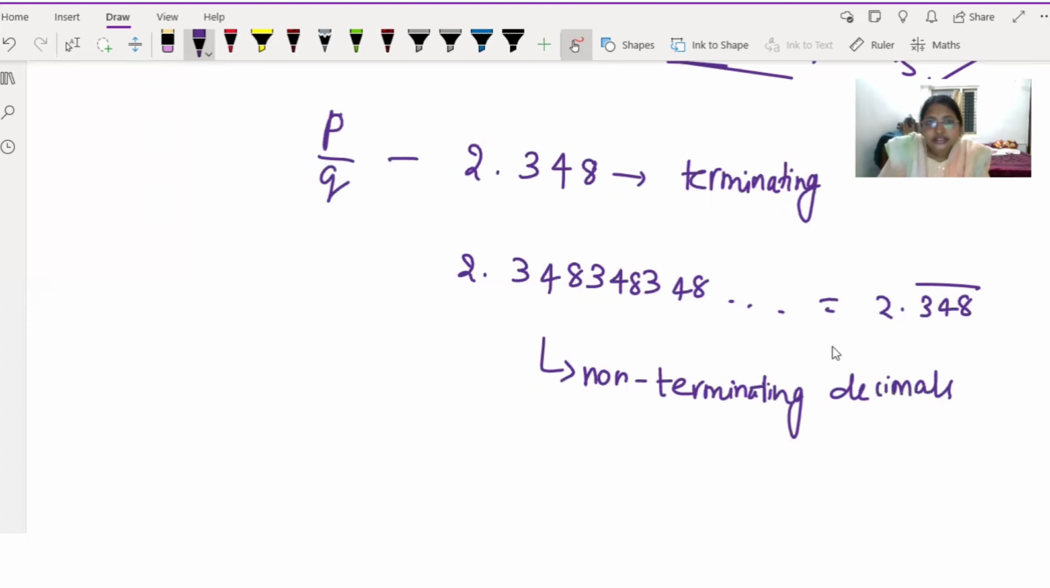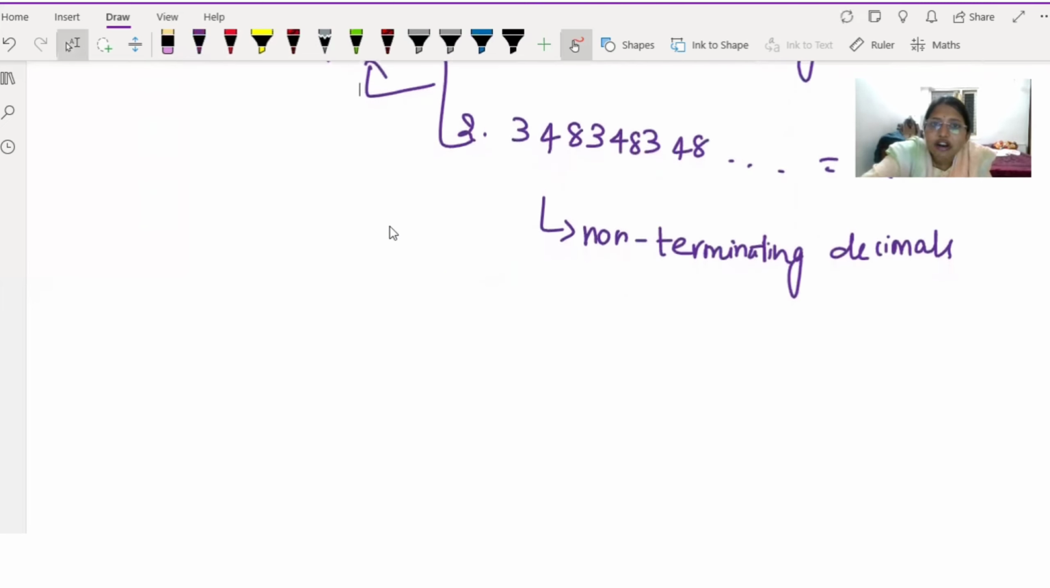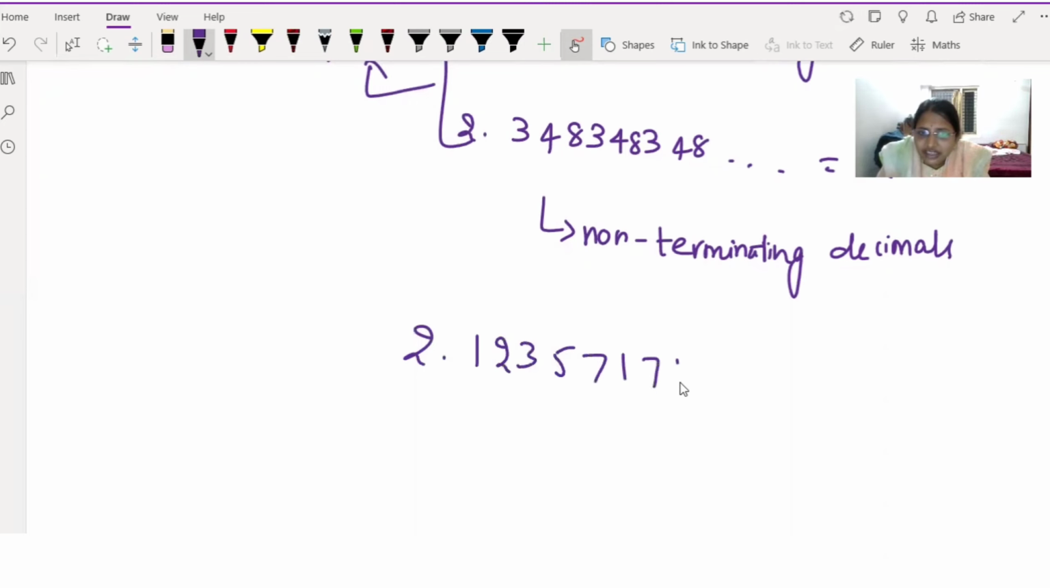These two kinds of numbers can be expressed in p by q form. There is another set which cannot be expressed in p by q form. Those decimals are non-terminating, non-repeating decimals such as 2.123571718. Without any order, some new digit will be coming. There is no pattern. There is no set of numbers that are repeating. It won't even terminate. Such a set of numbers are called irrational numbers.